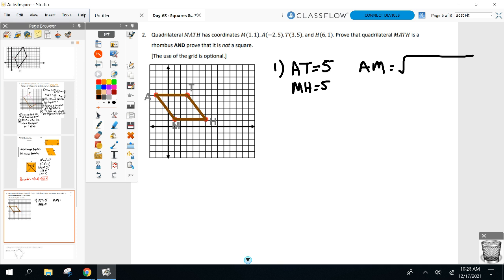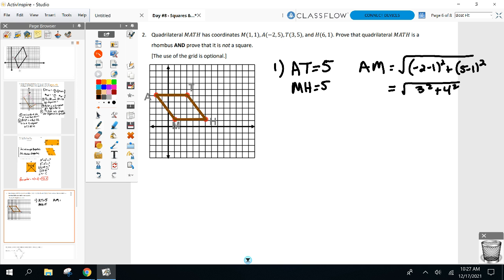So we plug it in. Changing your x's here. Let's see, where's AM? -2 minus 1 all squared plus 5 minus 1. Show me why it comes out to be 5. Don't just write a 5 down. I'm going to be like, no go. So what do you got? 3 squared and 4 squared?